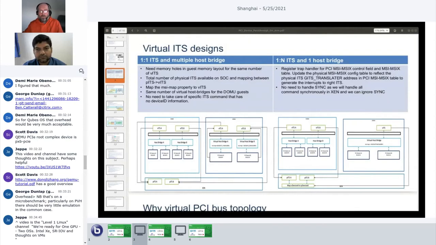Rahul, which slide do you want me to show? Slide number 9. Yeah. Just a second.